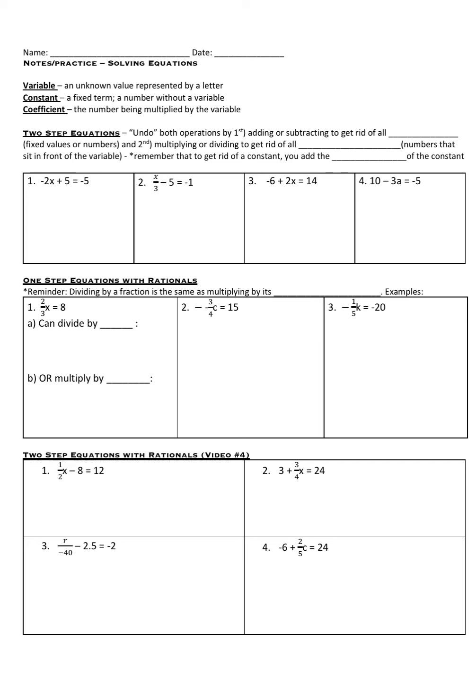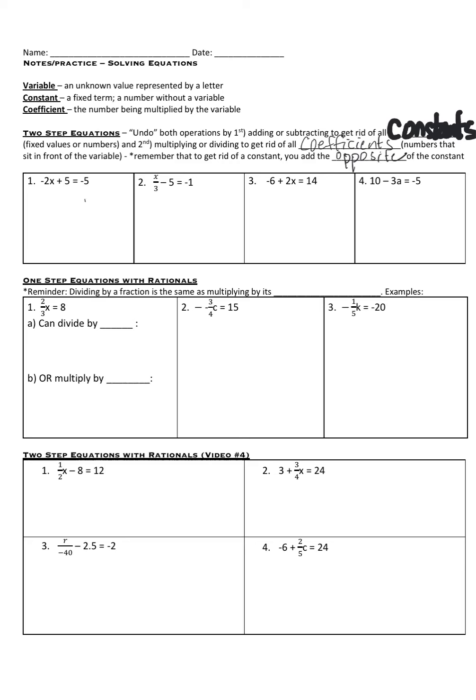For two-step equations, we are going to first add or subtract by getting rid of all of our constants. Then, secondly, we're going to multiply or divide to get rid of our coefficients. Remember that to get rid of a constant, you add the opposite of the constant. You add the opposite.